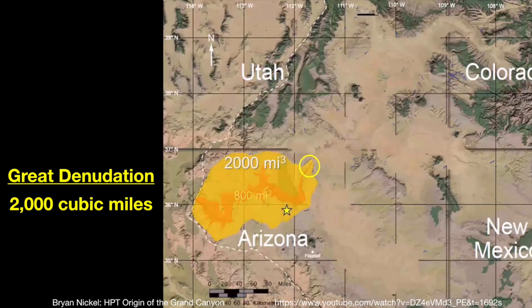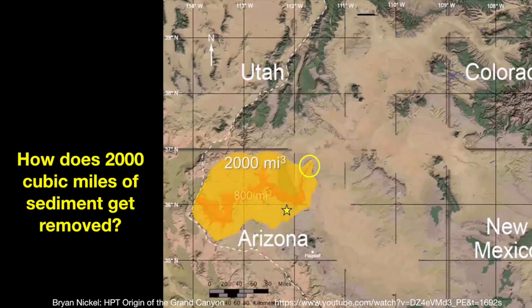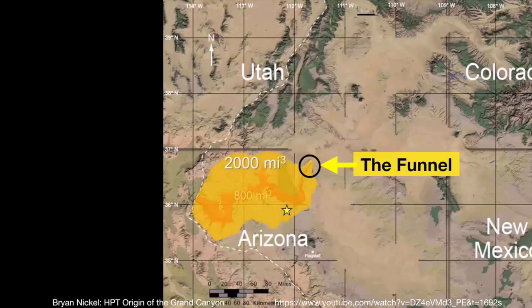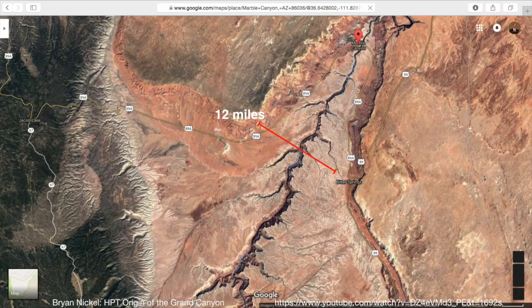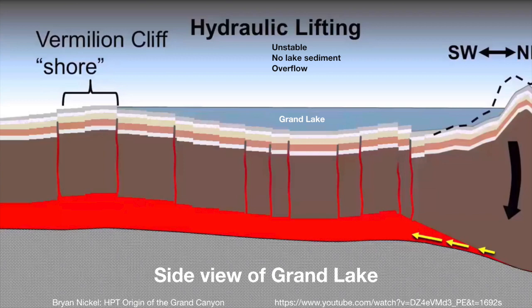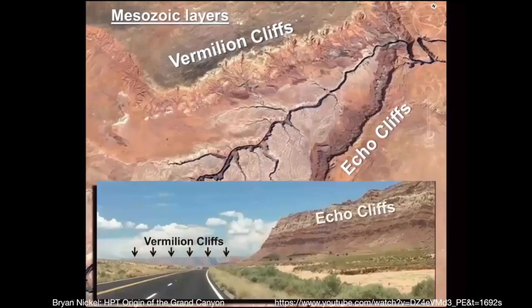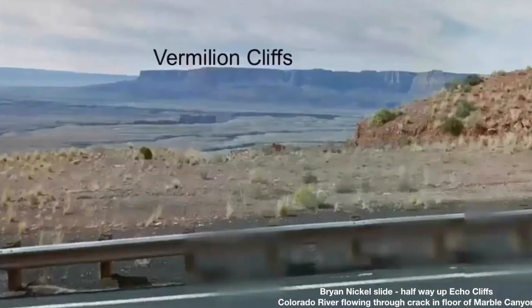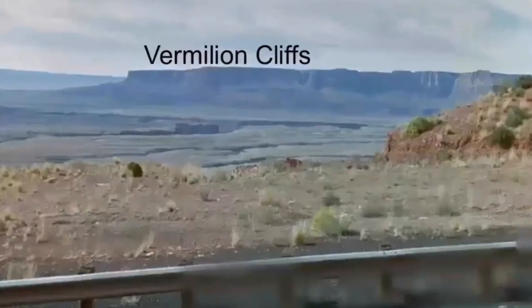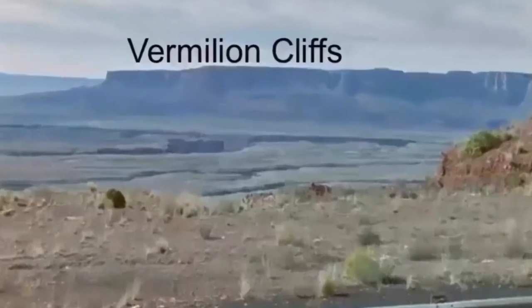Well, even before you do that, you got to move 2,000 cubic miles of sediment with the Great Denudation. And so what's the force for that? And again, it goes back to that funnel. That thing's 12 miles wide. Just think of everything on top of that red line is filled in with sediment. So that's holding back a big dam, big dams. And these are pictures of it, Echo Cliffs, and then way across the distance, there's Vermilion Cliffs. And this is the Marble Canyon there. There's a crack in between those two canyons, and that's where the Colorado River is flowing.